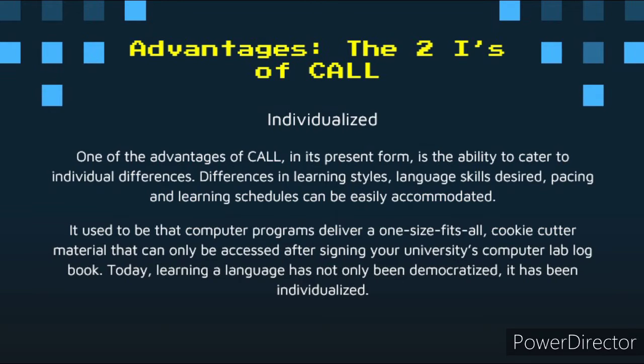The first one is individualized. One of the advantages of CALL in its present form is the ability to cater to individual differences. Learning styles, language skill, desired pacing, and learning schedule can be easily accommodated. It used to be that computer programs delivered one-size-fits-all, cookie-cutter material that could only be accessed after signing your university's computer lab logbook. Today, learning a language has not only been democratized, it has been individualized.